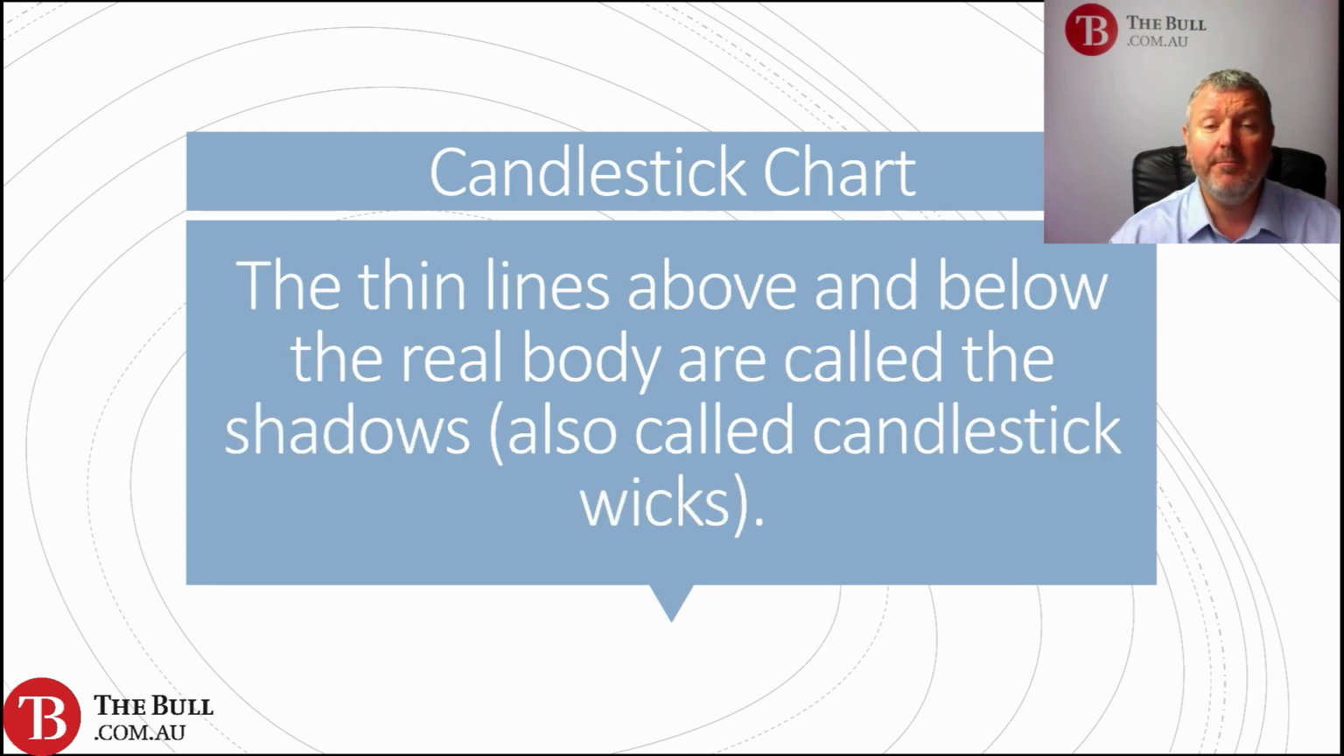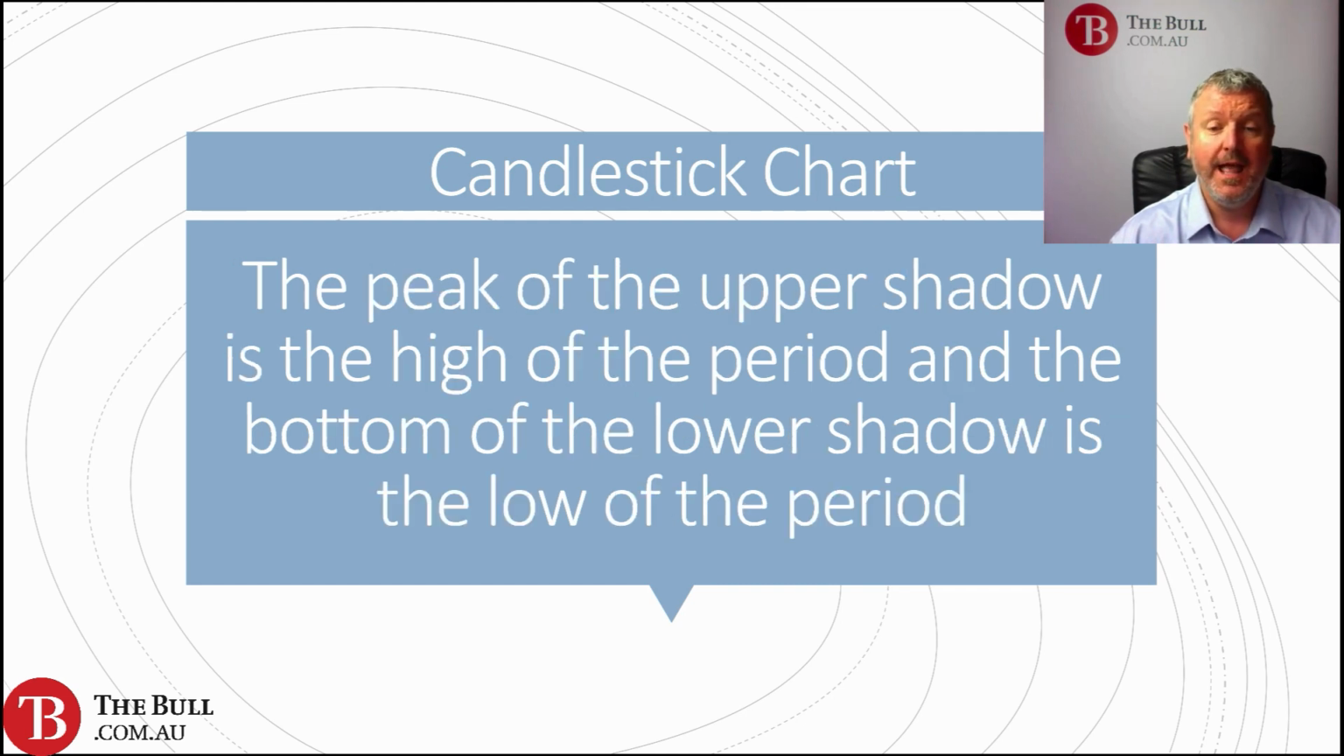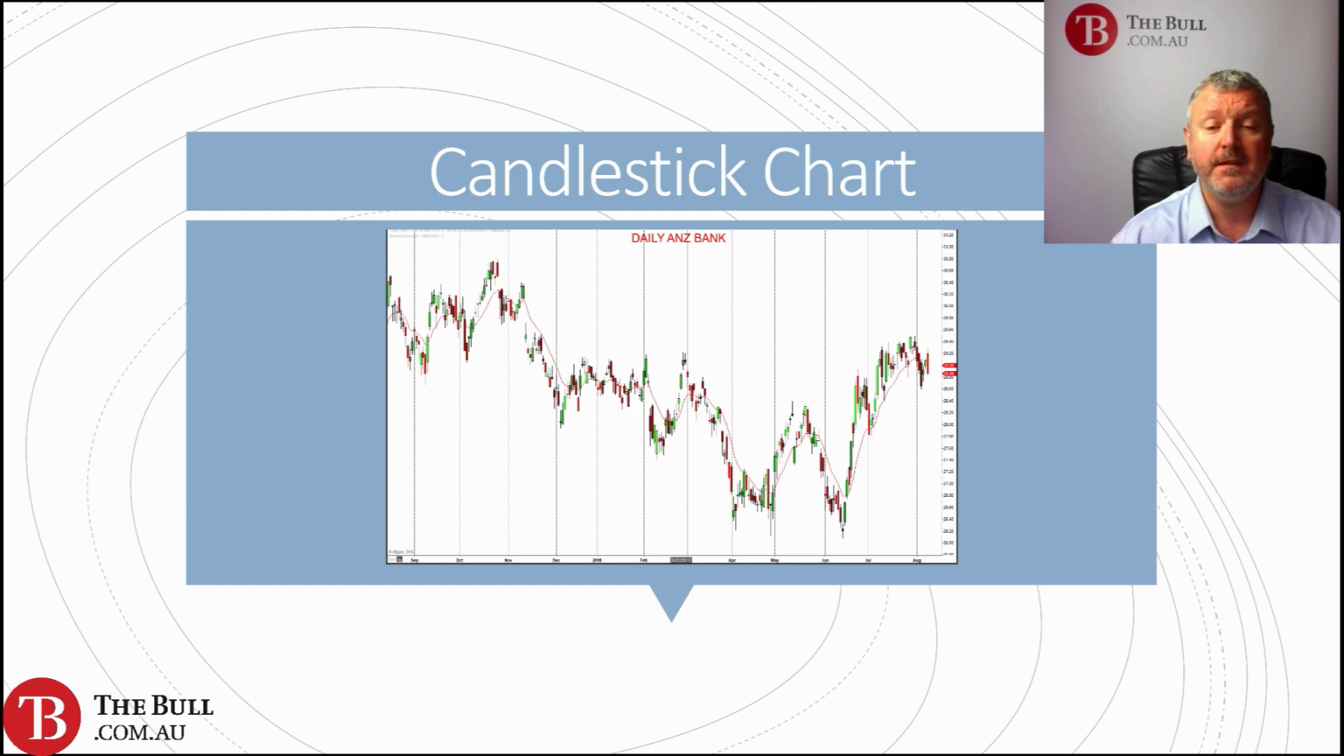The thin lines above and below the real body are called the shadows, also called the candlestick wicks. The peak of the upper shadow is the high of the period, and the bottom of the lower shadow is the low of the period, as we already mentioned. So here's an example of a daily candlestick chart for ANZ Bank, and you can see the high and low. This was a down day because it's in red. The high and low are the extremes, as on the bar chart, and then the open is higher and the close lower on this daily bar, as the market has sold off during the day.